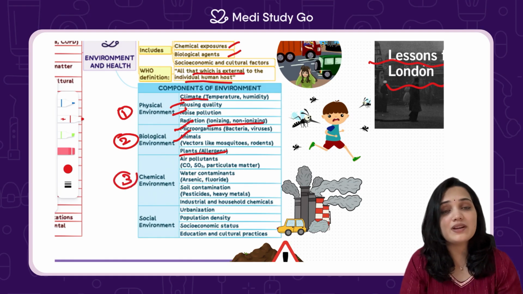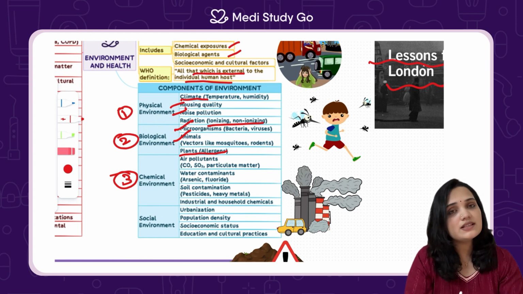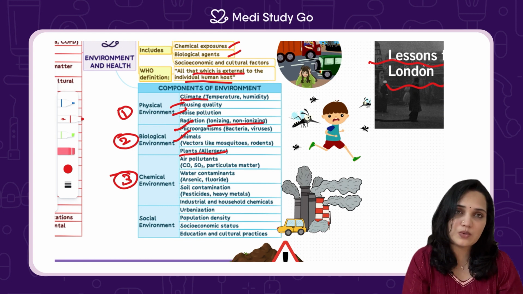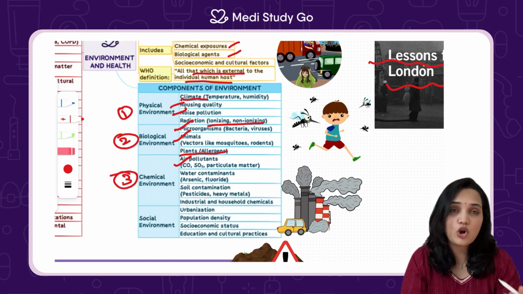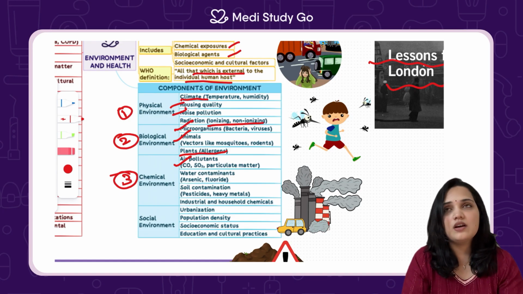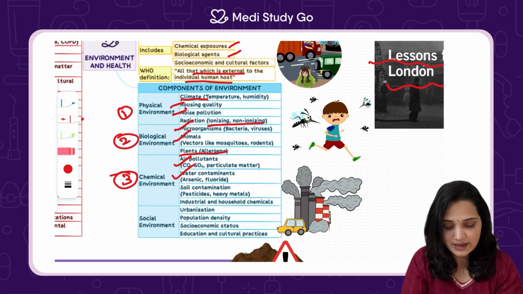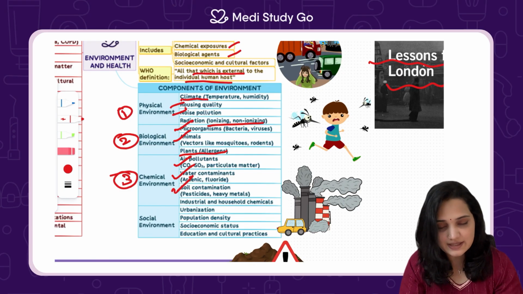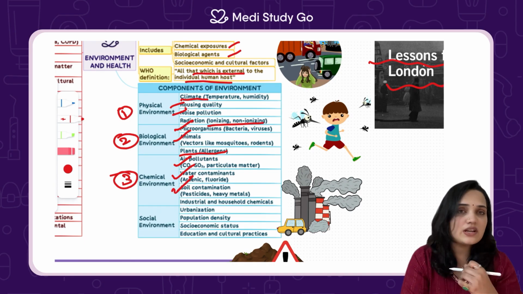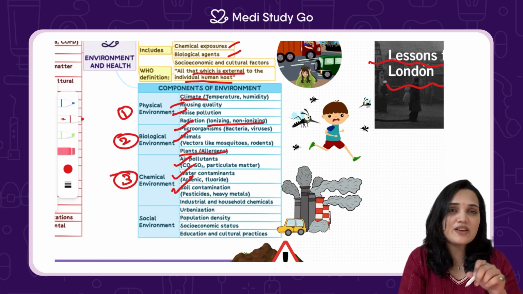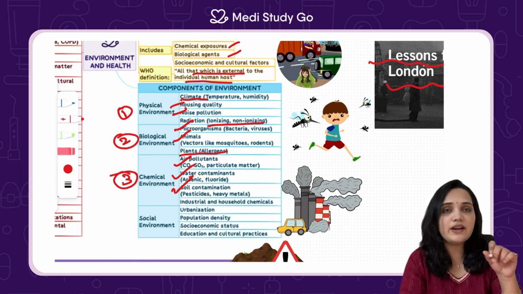Then comes our chemical environment. This includes chemicals that are present in our surroundings. For example, air pollutants such as carbon monoxide and sulfur dioxide, water contaminants like arsenic and fluoride. Then we have our soil contaminants like pesticides and heavy metals, and the industrial chemicals. These substances may affect both general and oral health.